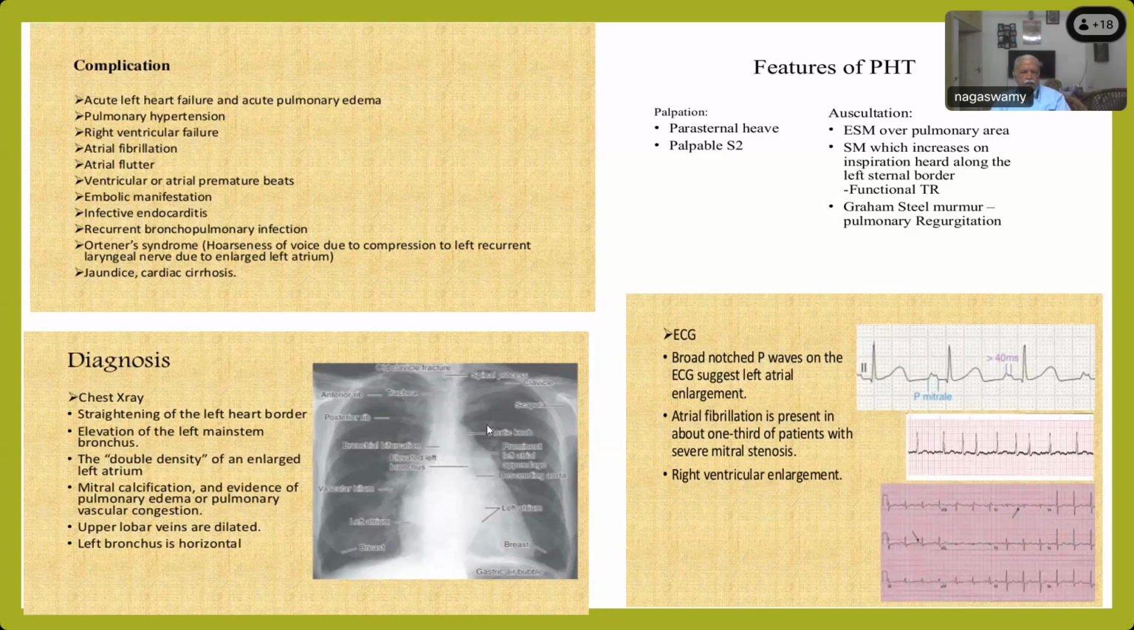And the X-ray will produce the classical left atrial straightening of the left border, and the double density of the enlarged left atrium will also be there. And this X-ray is usually kept in the OSCE or in the afternoon session also. So always remember this straightening of the left border. They will ask you why that straightening happens, because of the prominent LA. It all fills up and it produces the straightening.